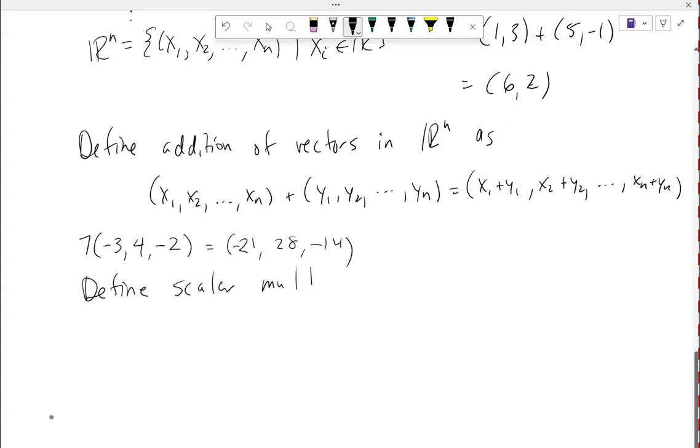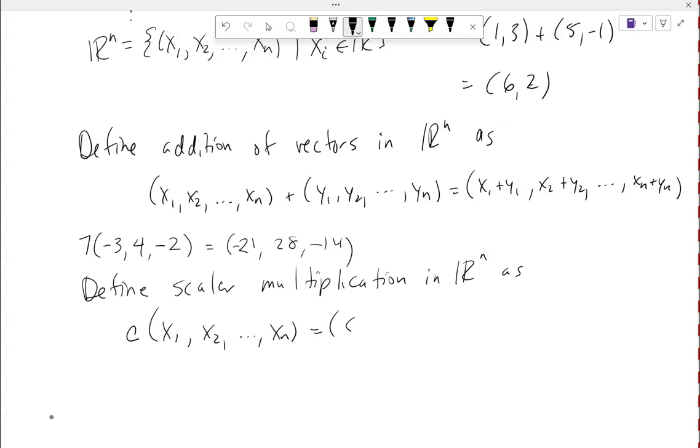So we're going to define scalar multiplication in Rn as follows: if I have a scalar C and a vector (x1 out to xn), we'll just take that C and run it through everything. Like I said, nothing different than what you've talked about before. We're just extending how many components out you go.